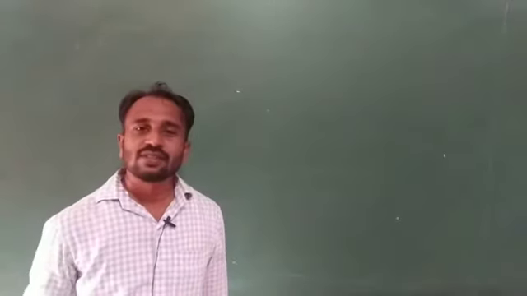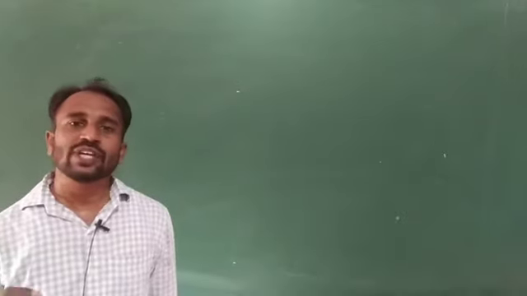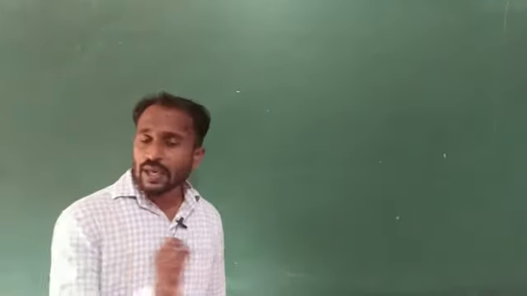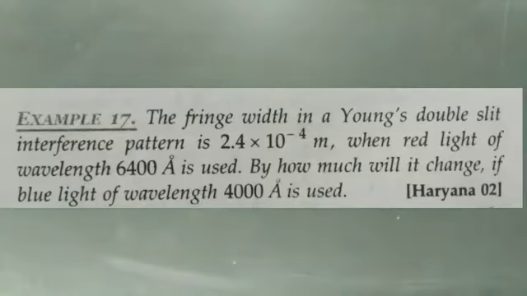Hello dear friends, today we are going to solve some problems on the basis of Young's double slit experiment. It means the interference pattern. Okay, our first question. The fringe width in a Young's double slit interference pattern is 2.4 into 10 power minus 4 meter.